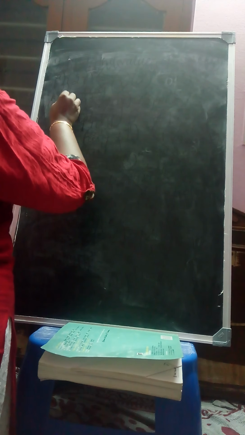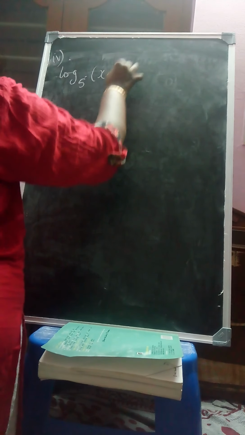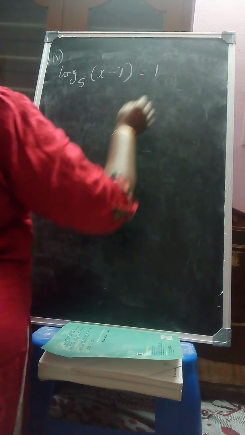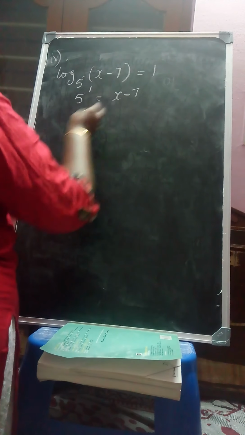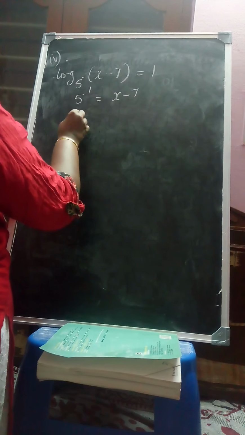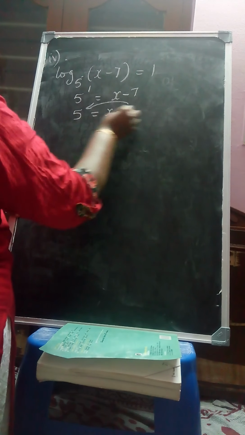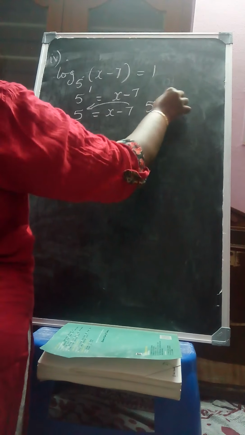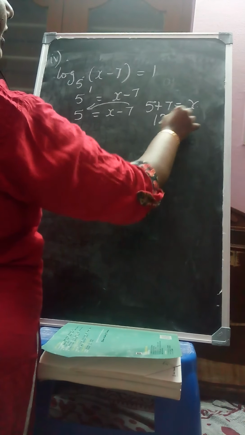Now we do log₅ (x minus 7) is equal to 1. Now this is the fourth one. Here again, 5 to the power of 1 is equal to x minus 7. Now 5 to the power of 1 will be 5. 5 is equal to x minus 7. Now bring the 7 to the other side. So this will become 5 plus 7 is equal to x. So 5 plus 7 is 12. 12 is equal to x.